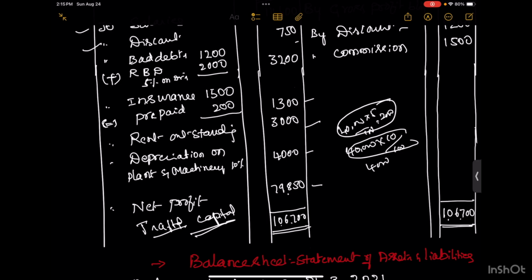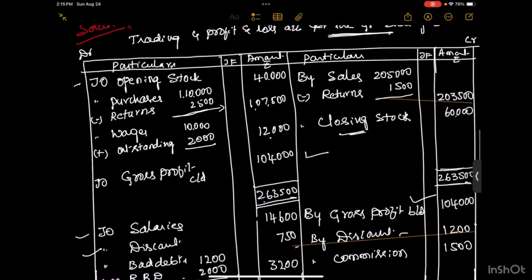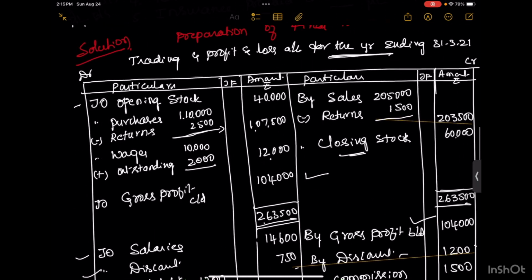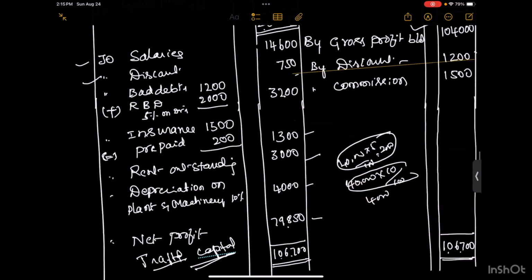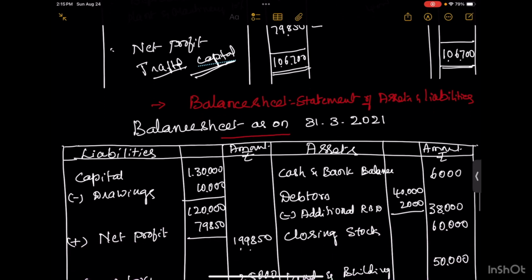Okay, so likewise we have done the trading account and profit and loss account. I think you are clear about the preparation of the trading account and profit and loss account. These two are accounts where we are going to make entries of that particular period only.